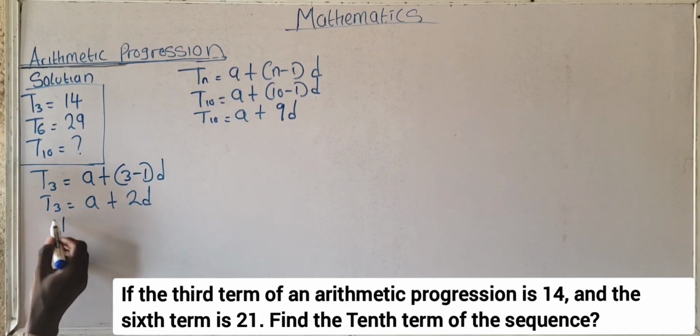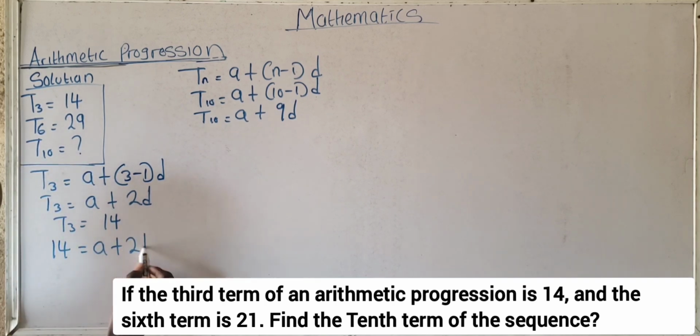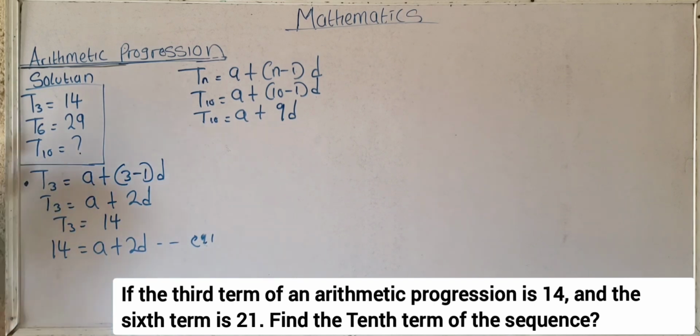Now we recall that T3 is equal to 14. You understand? So I'm going to have 14 is equal to a plus 2d. Okay, call this one equation 1. Okay, now let's proceed to the second equation. How do we derive the second equation? The second equation can be derived from the sixth term. You understand? Don't forget that we've been given that the sixth term is what?